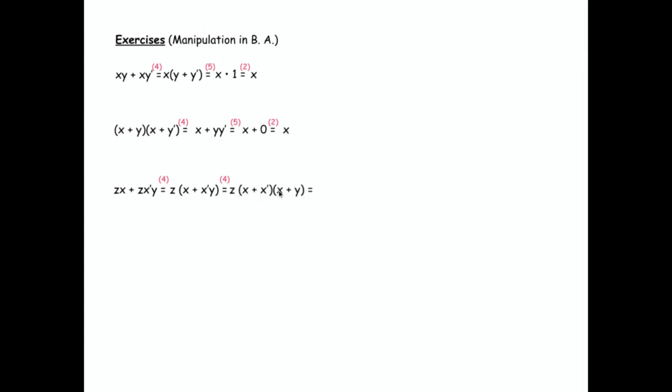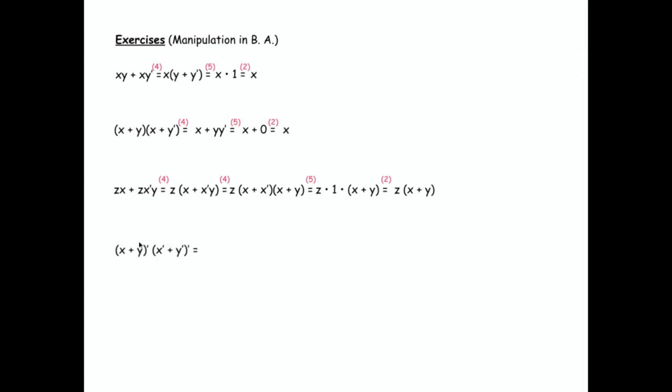Now these 3 elements are connected by the and, the 2 in parentheses and the z. So x or complement of x is 1. Then that 1 can go away. We can just say z and x or y. And that's as far as we can simplify it.